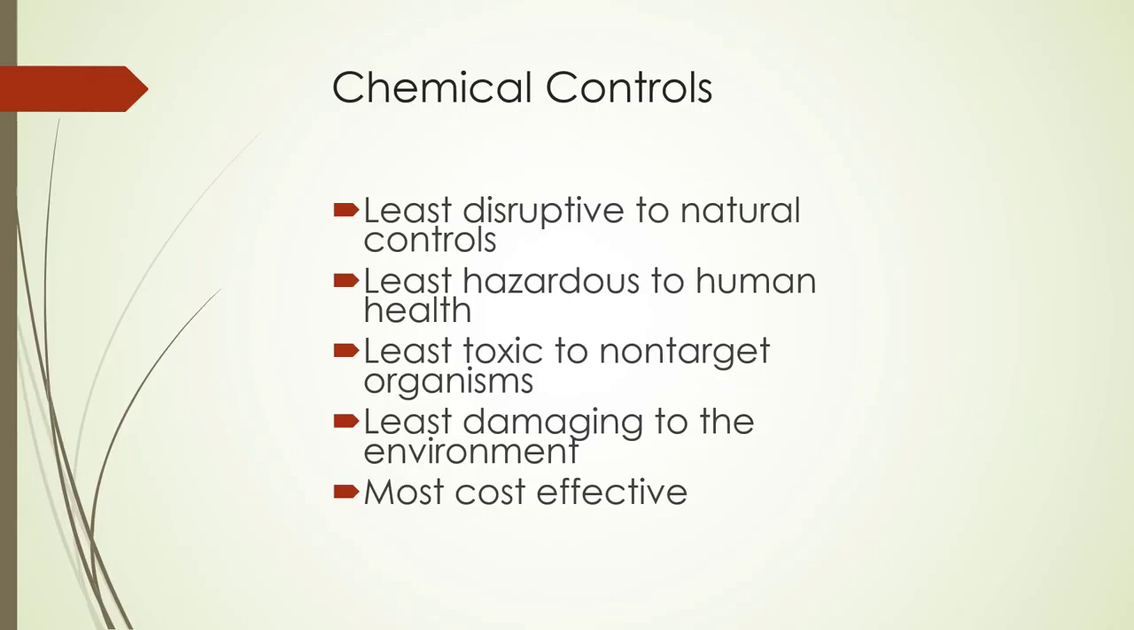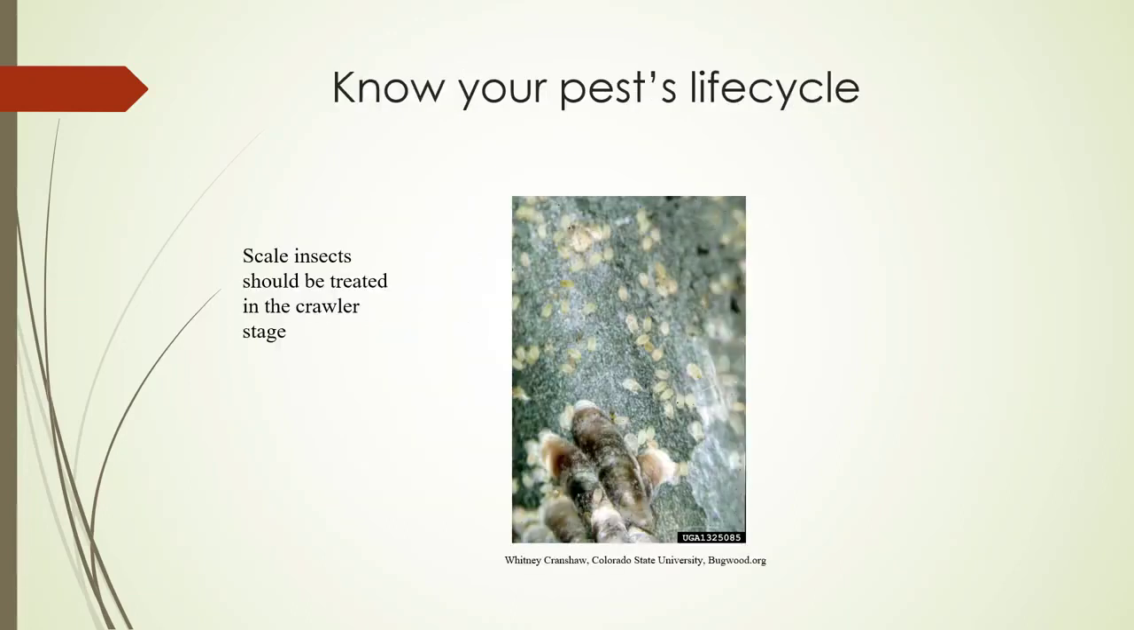So chemical controls should be the least disruptive to natural controls. It should be least hazardous to human health. It should be least toxic to non-target organisms, least damaging to the environment, and of course, most cost effective when you're looking at all of those things. And as I said, you need to know your pest life cycle. Here we have scale insects that are really challenging to deal with, but if you can spray them at the time that they are at the crawler stage, this is really the only time pesticide is going to work.